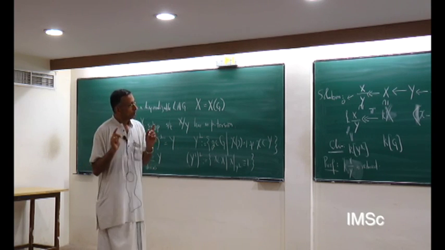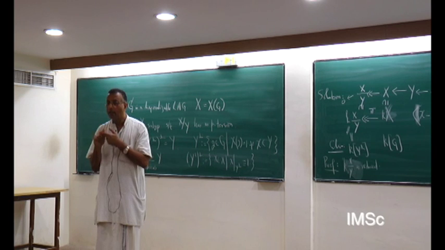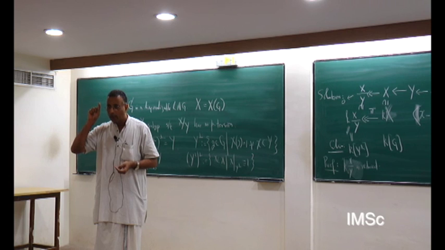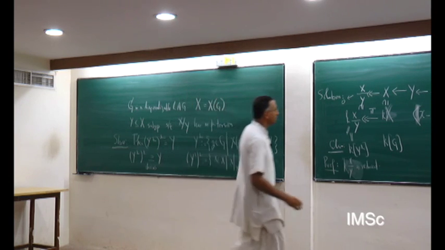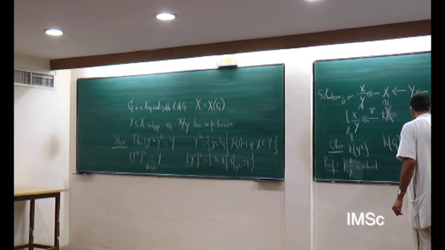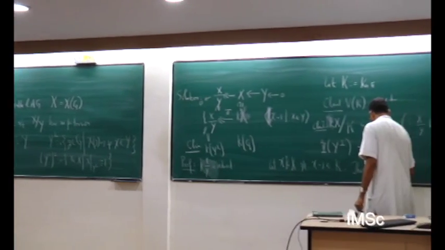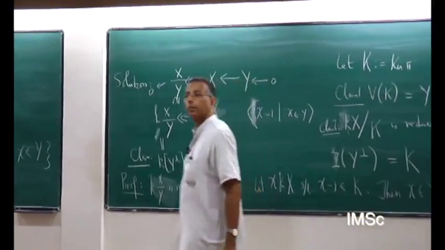Right? So what I'm claiming, and maybe you're not agreeing, is the following statement. Let chi be an element of X such that chi minus 1, this is an element of Kx, belongs to K. Then chi must belong to Y. This is the claim.